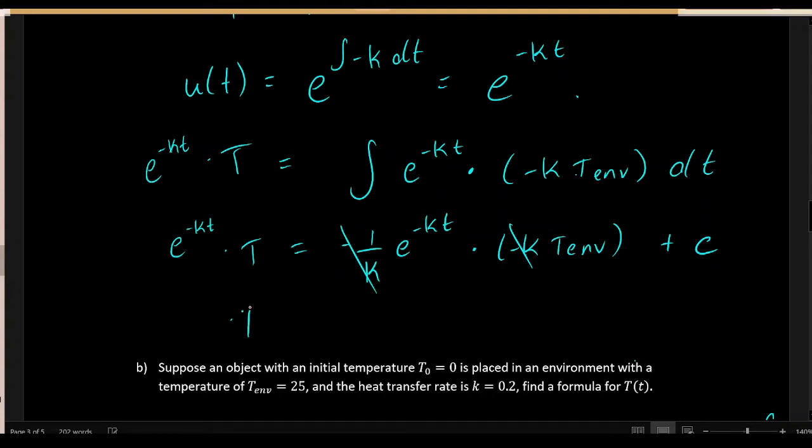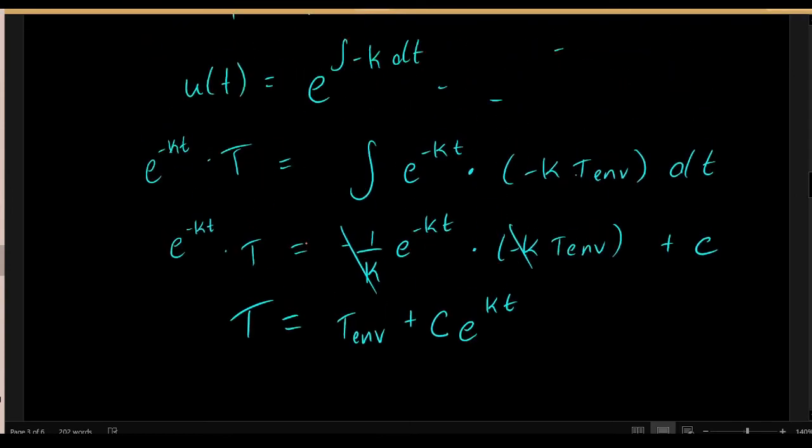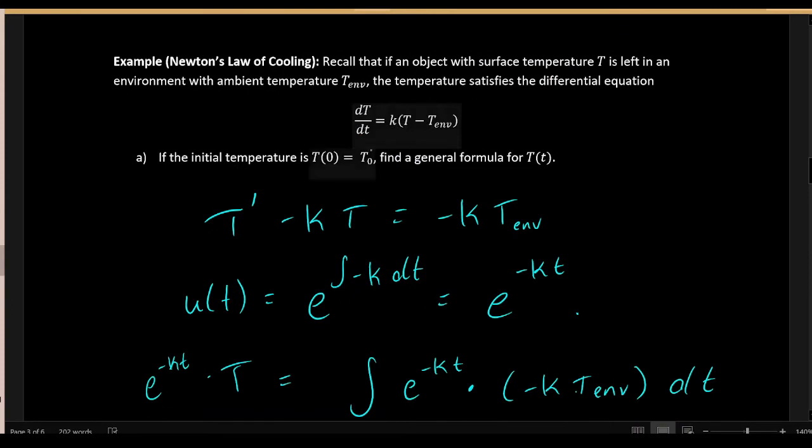So finally, to solve for the temperature at any given time, what do we get? When we divide both sides by e to the negative kt, we get the temperature of the environment plus a constant c, e to the now positive kt. So now that we've found a formula for the general solution to the differential equation, T prime equals k times T minus T of the environment, let's go ahead and see what happens if we set T of 0 equal to this value T naught.